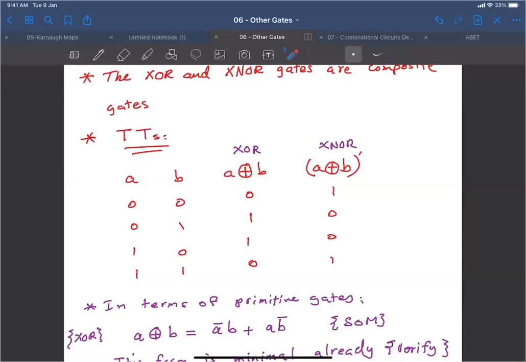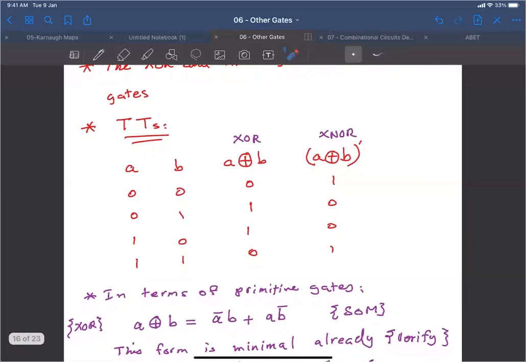You can see that A XOR B evaluates to the sum of minterm number 1 and minterm number 2. So A XOR B is 1 whenever A does not equal B. When A equals B, the XOR is 0. So whenever A does not equal B, we have minterm number 1 and minterm number 2, and these two minterms are listed here algebraically.